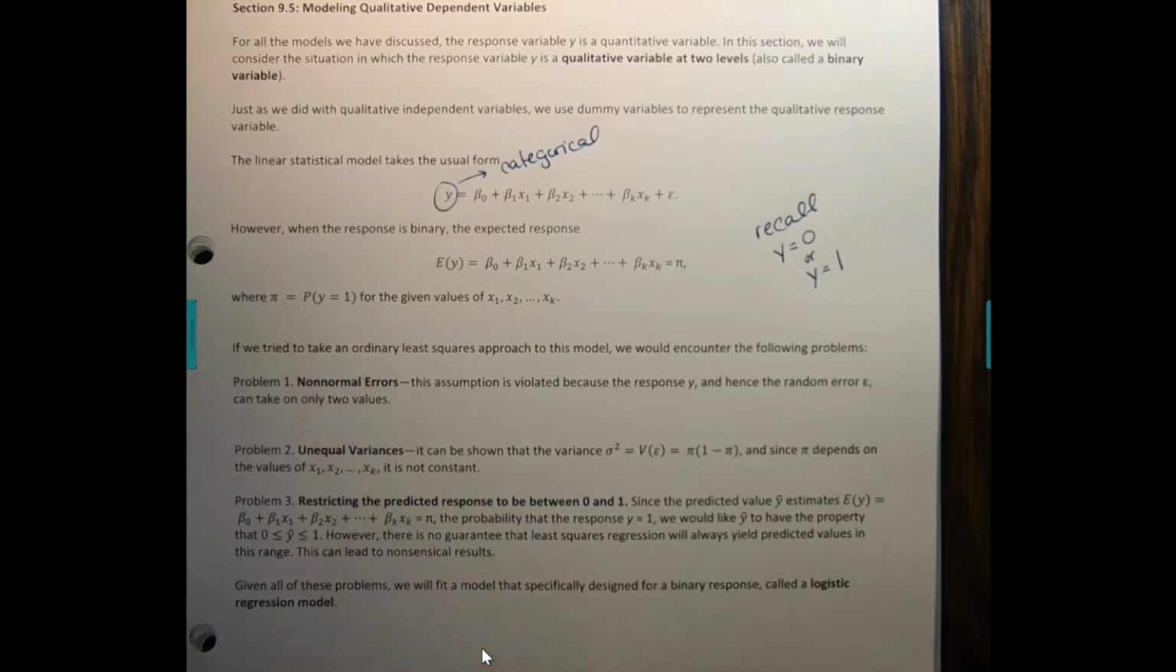Now, if we were to try to do an ordinary least squares approach to this method, we get the following problems. Our errors are no longer normal. This assumption is violated because the response y, and hence the random error epsilon, can only take two values, 0 or 1. If you predict that you're going to have a 0, but you had a 1, you've got a difference of 1 in your error. And so our errors are no longer normal. Remember, that was one of our assumptions from before.